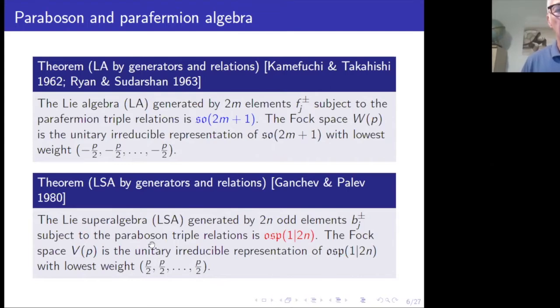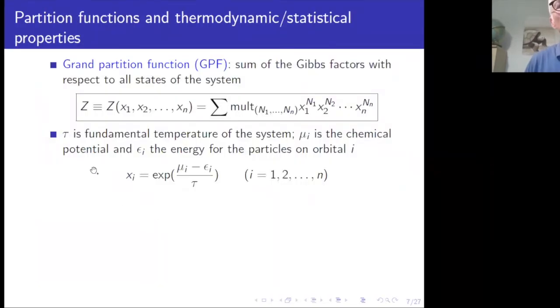Now, I'll say a few words about what physicists are interested in if they want to use these n paraboson systems or n parafermion systems, for example, in a thermodynamical context. What they are interested in is what is called the grand partition function. I'll just write down this formula here. It's a sum of what are called the Gibbs factors with respect to all states of the system. So in our notation, it's a sum, in terms of certain variables x1 up to xn, of these powers, these occupation numbers, and the multiplicity of the corresponding quantum states or basis vectors for this multiplicity is in front of here.